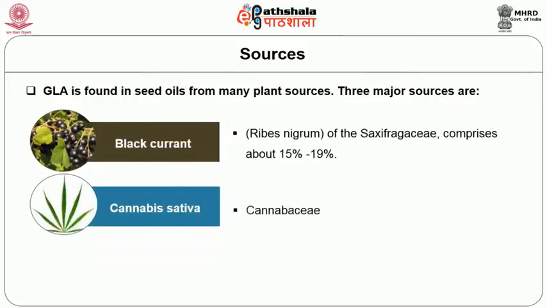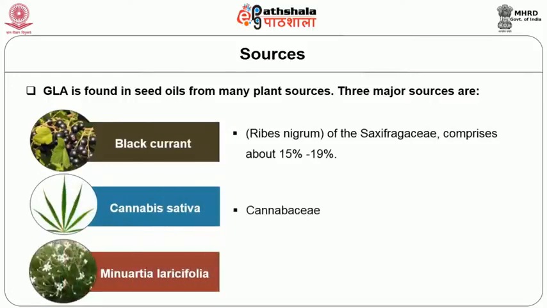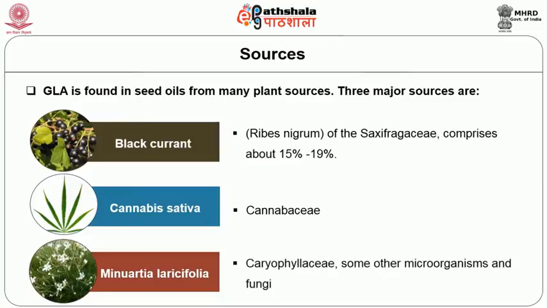Cannabis sativa of the Cannabaceae, Menarochia laurifolia of the Cryophalaceae family, and some other microorganisms and fungi also produce this gamma-linolenic acid naturally. So if we recollect, borage looks like this, and evening primrose oil, which is also available in the markets, and blackcurrants, which are very famous, are rich sources of gamma-linolenic acid.